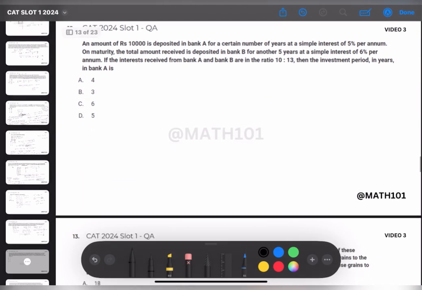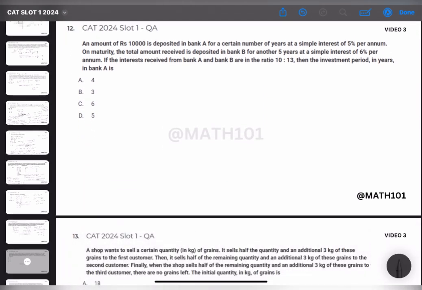Moving on. An amount of rupees 10,000 is deposited in bank A for a certain number of years at a simple interest of 5% per annum. So after say n years, we get 10,000 times 1 plus n into 5 by 100, because it is simple interest. On maturity, the total amount received is deposited in bank B for another 5 years at a simple interest. So this is the received amount. After 5 years, it will become 1 plus 5 into 6 by 100.